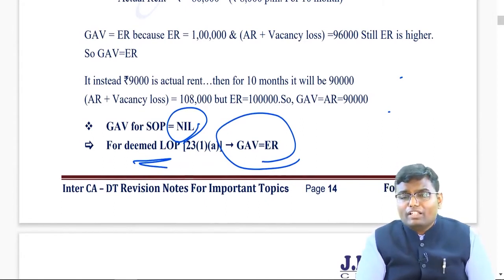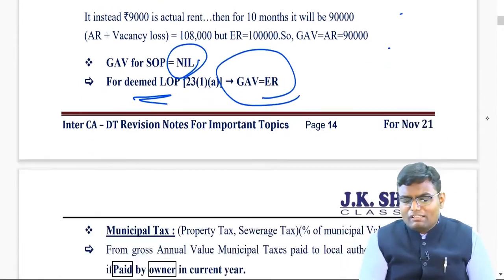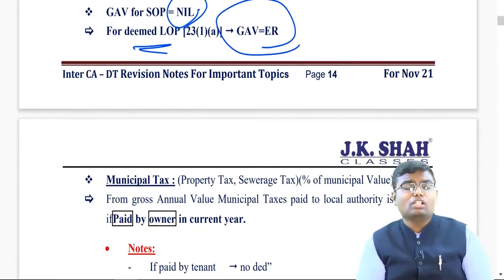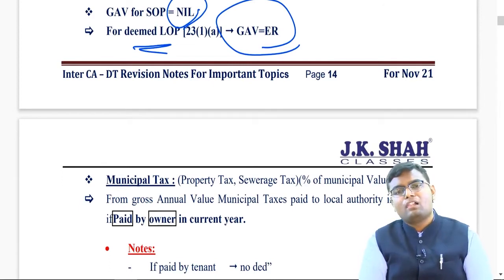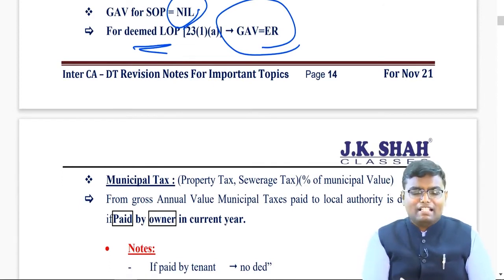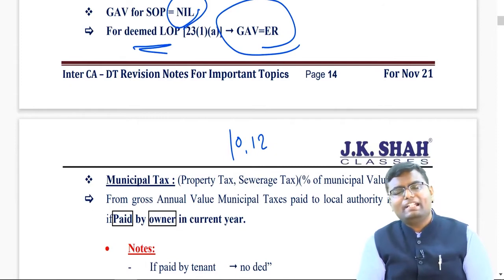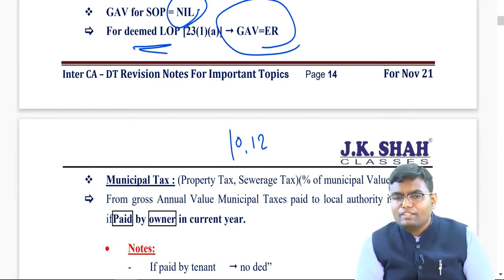Now that was the very first step, gross annual value. From the gross annual value, what do we deduct? Municipal tax paid by the owner during the previous year. Now when I say municipal tax, it may be property tax, it may be sewage tax, it may be water tax, whatever tax government is collecting from you with regards to your house property. Now if it is given as a percentage, let's say 10%, 12%, that percentage is always of the municipal value. It is not of GAV, it is not of actual rent, it is not of expected rent. Percentage of municipal tax is always to be applied on municipal value.